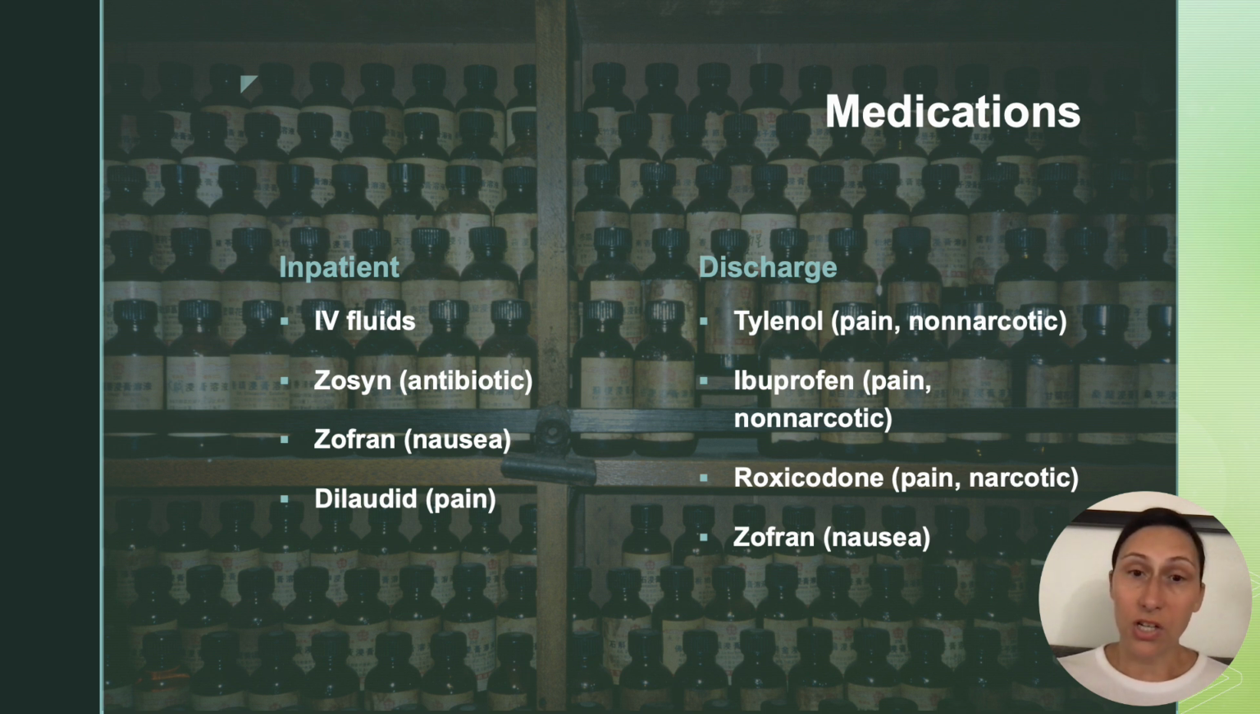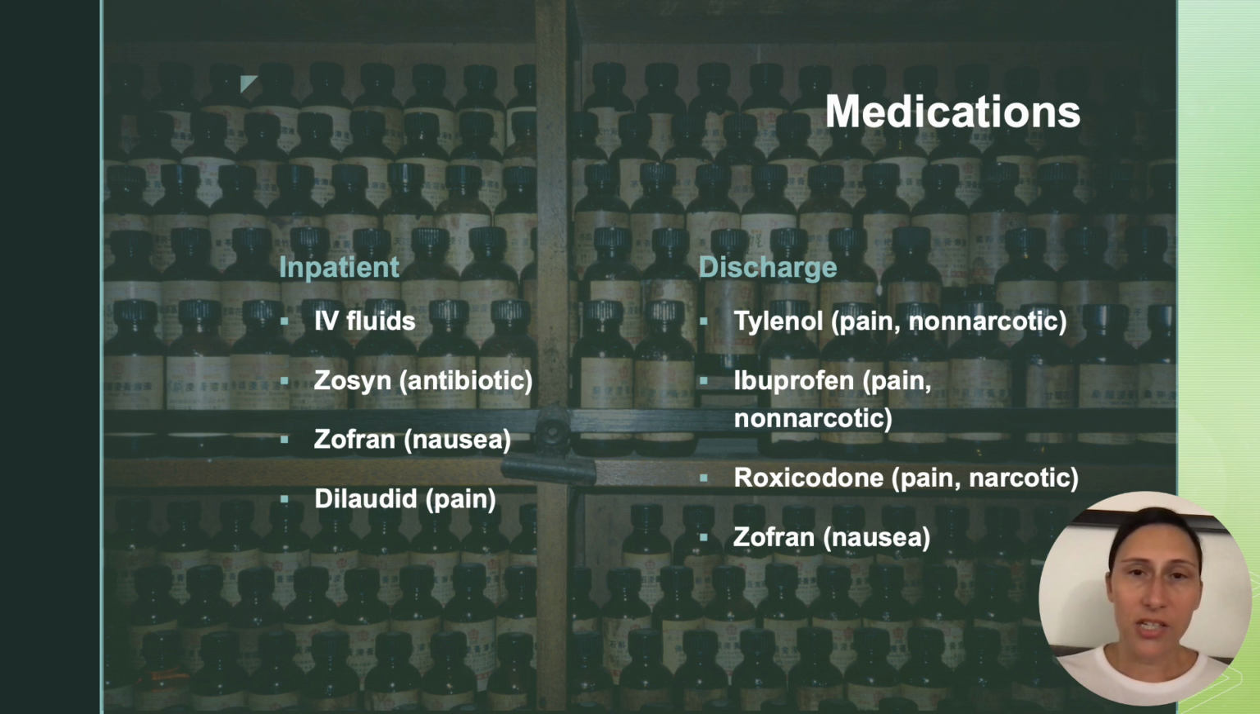And then there's Zofran for nausea on the inpatient side, just to treat the nausea and vomiting. And then typically an IV pain medication such as morphine or Dilaudid. I did put Dilaudid on the slide because it's more common than morphine. Morphine has a lot of side effects such as causing more nausea, and it's not as effective as pain management as Dilaudid. So I see Dilaudid being given more than morphine.